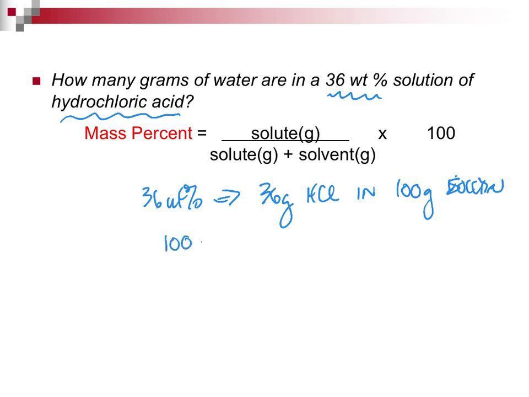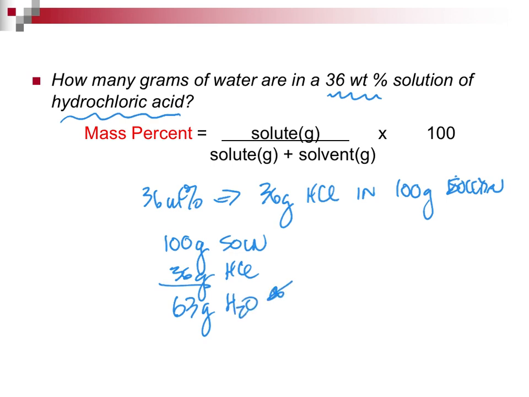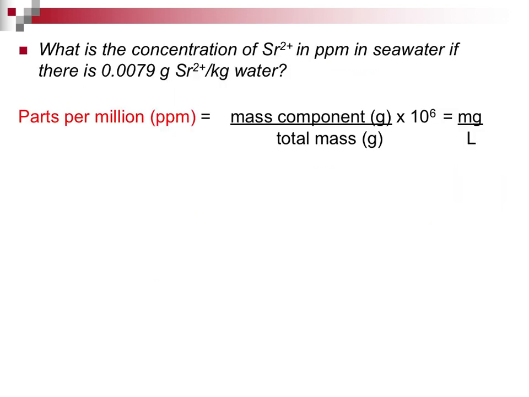So if I have 100 grams of solution and 36 grams of that is HCl, what I have left are 64 grams of water. Now you may use that as we do some of the other problems, so we wanted to start out by saying what is a mass percent.